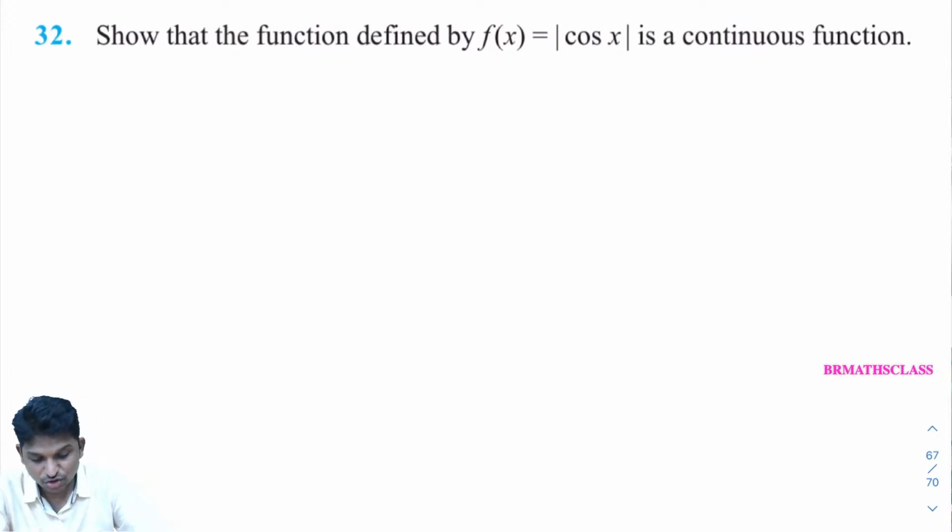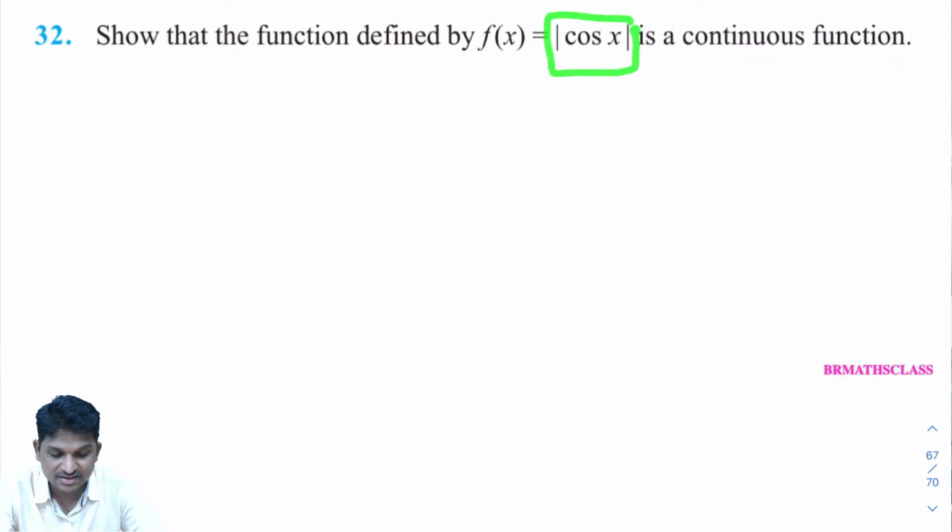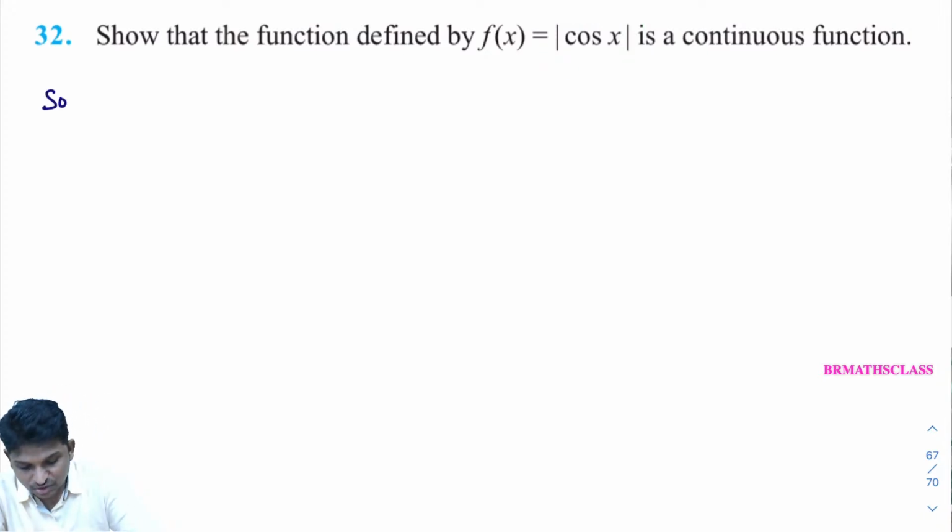Good. You observe, show that the function modulus of cos x is a continuous function. Again, modulus of cos x is a composite function. Two functions are there: one is the modulus function, another one is the trigonometric function, that is cos x. Okay, let's start the solution.